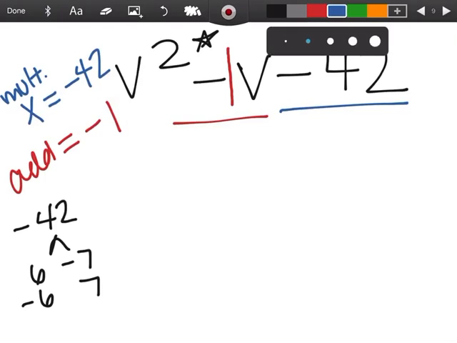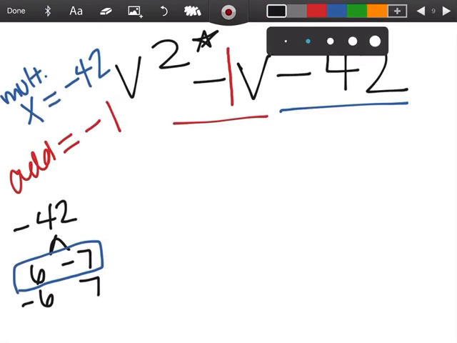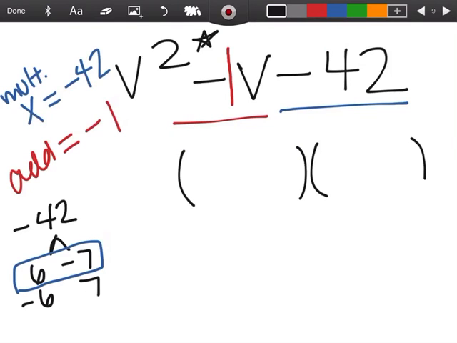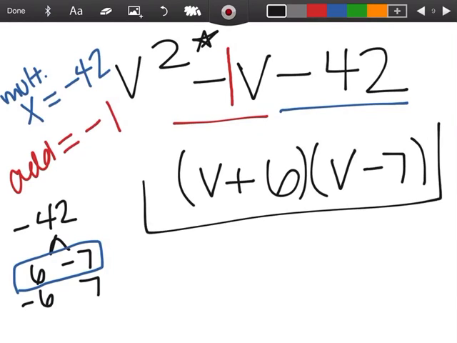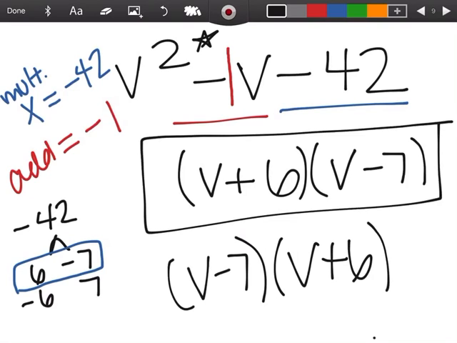So the only two numbers that multiply to be negative 42 and add up to be negative 1 are 6 and negative 7. And so for that reason, the only way that I'm going to get v squared is v and v, and I can put plus 6 and then minus 7. So I only feel the need to do this problem one time, but if you had said negative 7 first, you're not wrong. Again, as long as the 7 is negative and the 6 is positive.